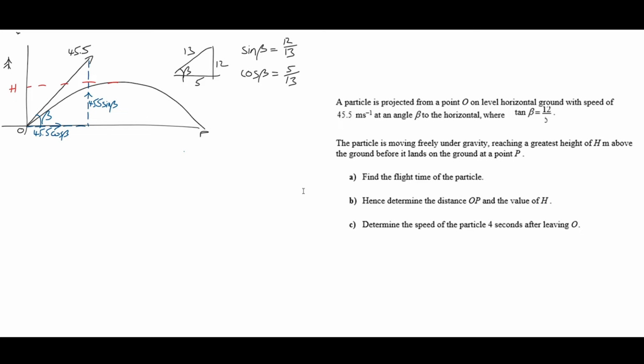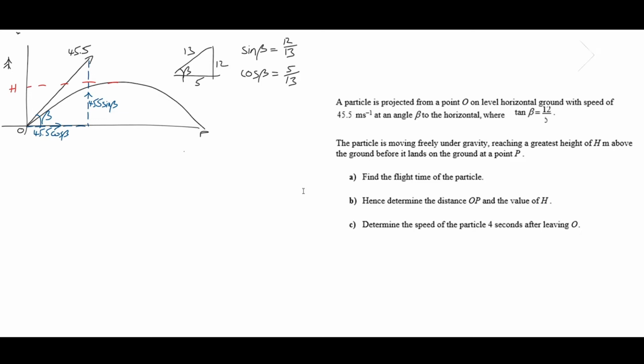We're going to make sure we use these anytime sine beta or cosine beta come up in a calculation. Part A asks us to find the flight time of the particle. So looking at the diagram, which shows the flight path of the particle, we're looking at the time it takes for the particle to be at point P. Well, we can use some vertical variables to help us here. When the particle has vertical displacement of 0, that's when it's going to be back on the ground. That's when it's going to be at point P.